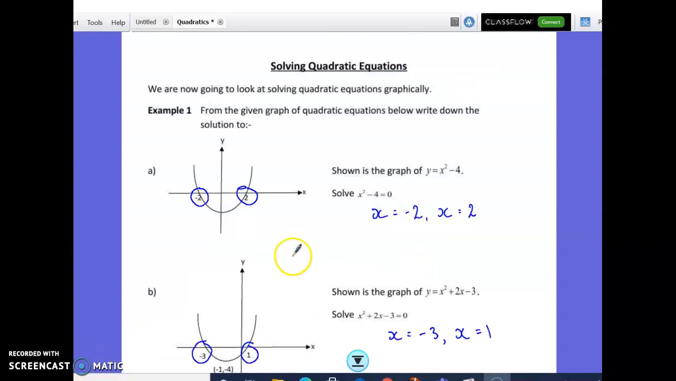Okay, I'll leave you to try some solving quadratic equations graphically. It shouldn't take you long to do the exercise on that. Once you've got the idea of a couple of them, move straight on.